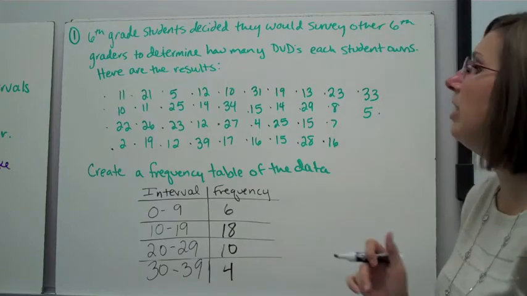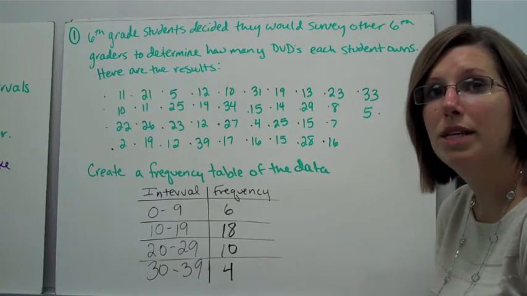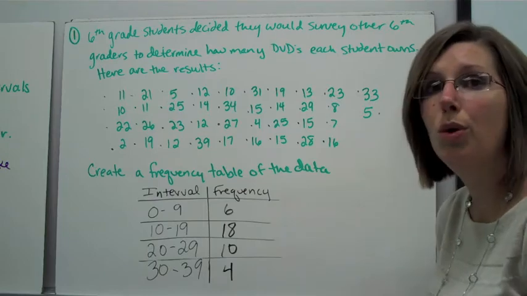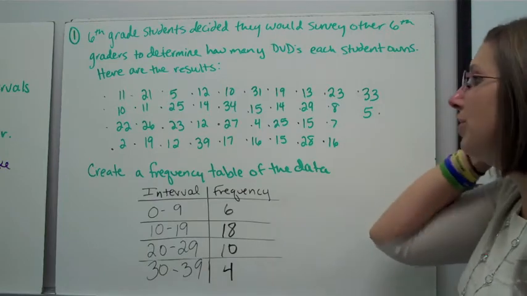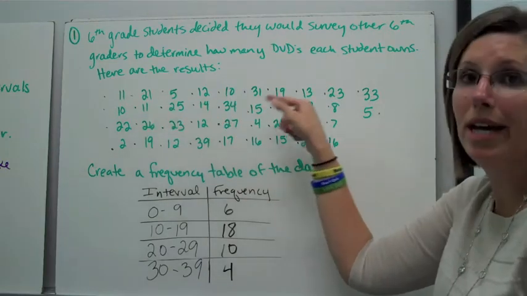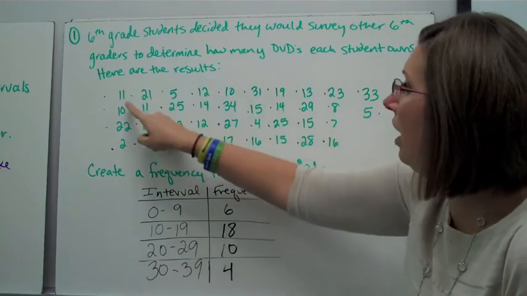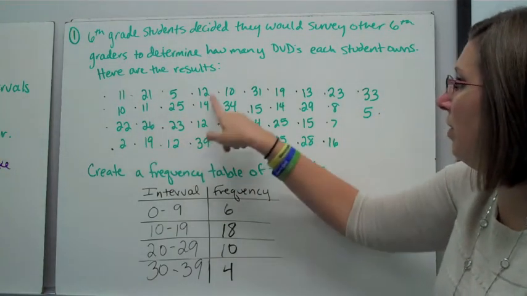And then to check yourself to see if you've collected all of the pieces of data and put them in the correct interval or bin, what you need to go through is count how many pieces of data you have up here. So I've got 4, 5, 7, 8, 9, 10, 12, 13, 14.